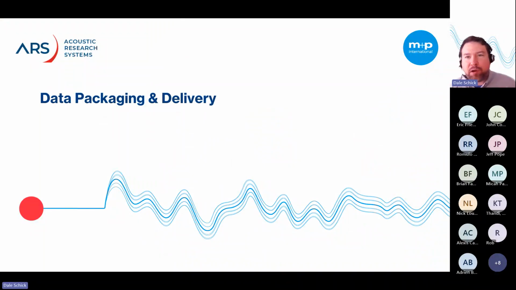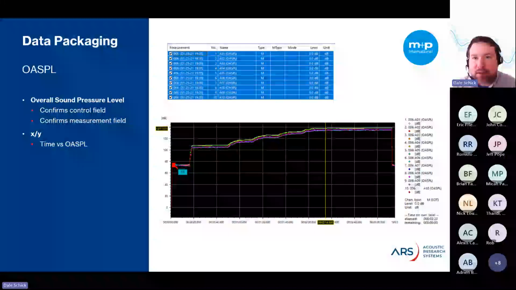Now, as a preview for tomorrow, I'm just going to go over really quickly what we might want to see at the end of an acoustic test, and why it's useful. And then tomorrow we're actually going to go through the data processing. We're going to do a little bit of live processing, and hopefully there'll be a few more questions about how that data is processed and what we're doing.